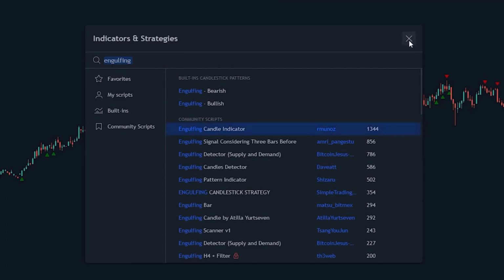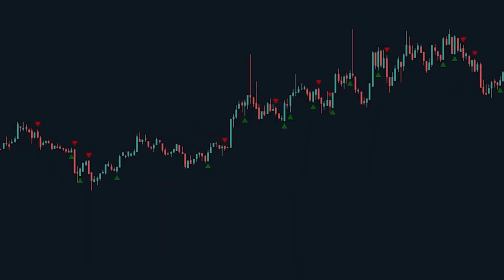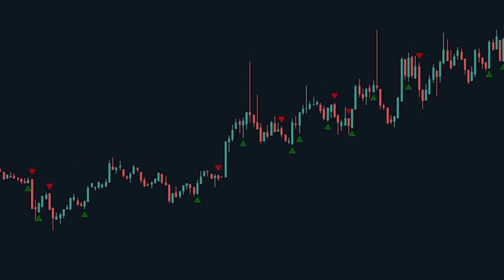When you add it, you're going to be seeing a bunch of red and green arrows. Since we're going to be doing long trades in this example, you can just disregard the red arrows. So all of these green arrows are bullish engulfing candles. Rule number three is we will only enter a trade if we see a green arrow. So let's go over what a successful trade would look like.